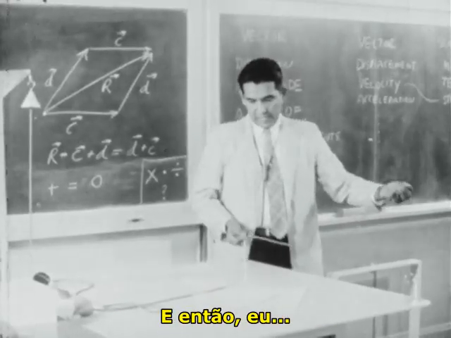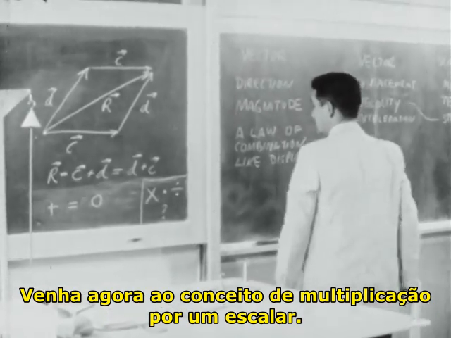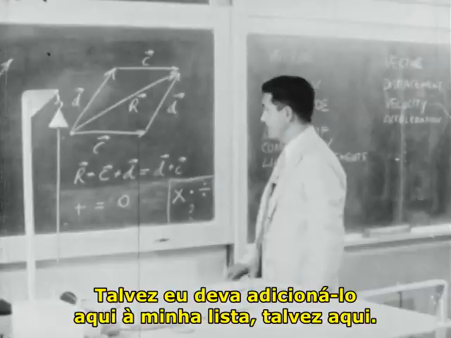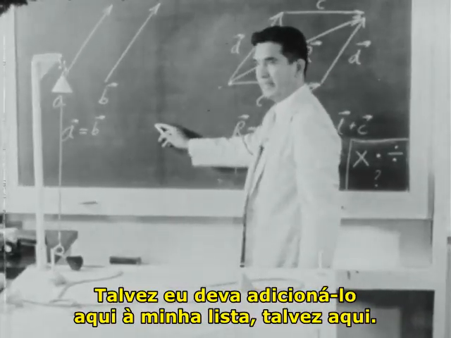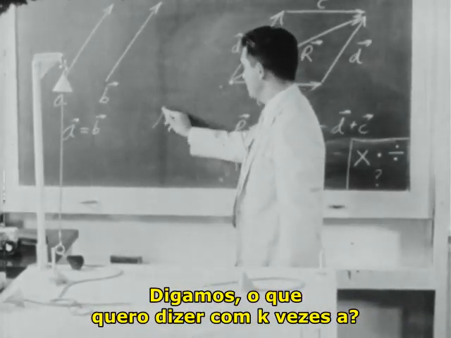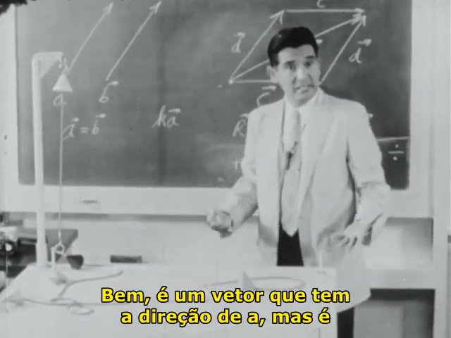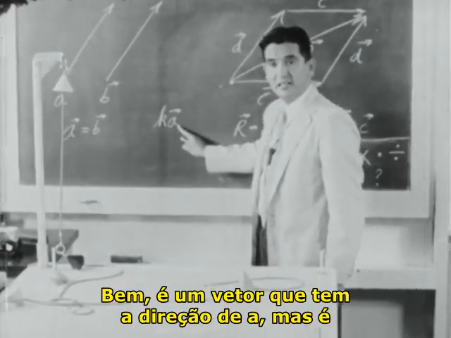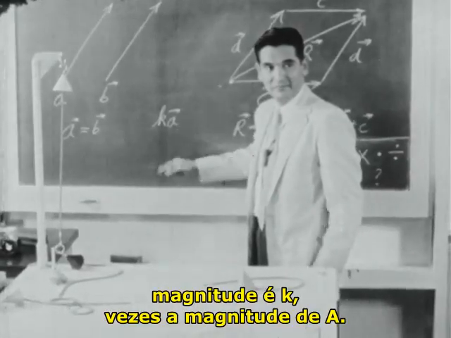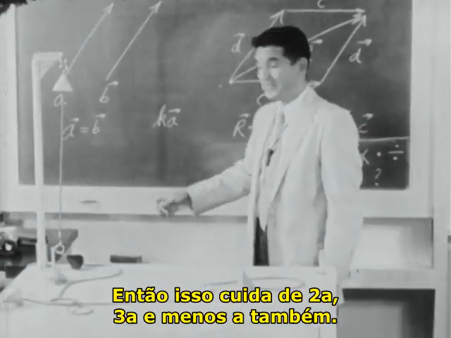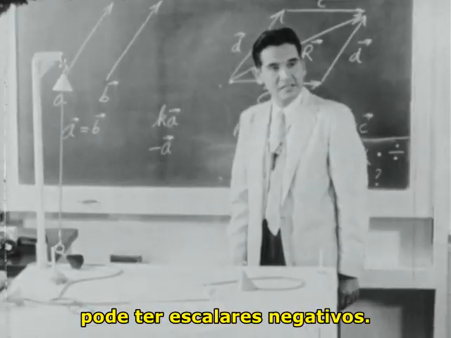And so I come now to the concept of multiplication by a scalar. Perhaps I should add it here to my list, maybe over here. Let's say, what do I mean by k times a? Well, it's a vector that has the direction of a, but its magnitude is k times the magnitude of a. So that takes care of 2a, 3a, and minus a also. See, minus a is a special case. I can have negative scalars.